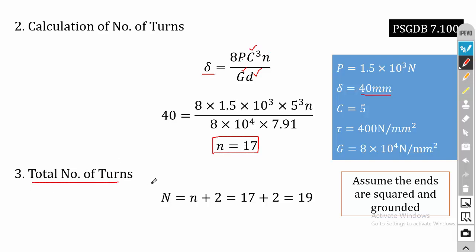Then the third step is calculation of total number of turns. So capital N, here in the problem the end conditions are not given. So I am going to assume the ends are squared and ground. In the case of squared and ground ends, capital N is equal to small n plus 2. So it is 17 plus 2, that is equal to 19 turns.